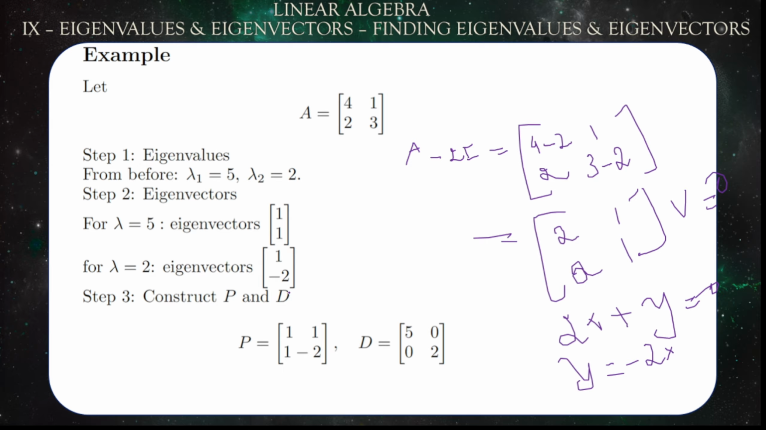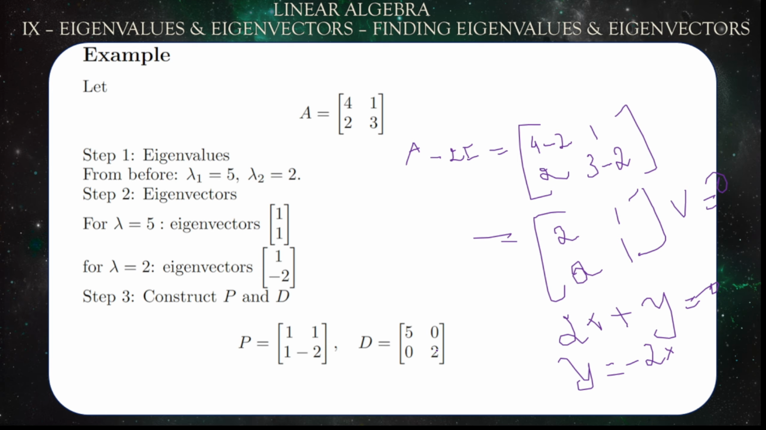Now we need to construct P. P is equal to, you place the different eigenvectors as columns, respectively, within the P matrix. So P is equal to [1, 1; 1, minus 2].